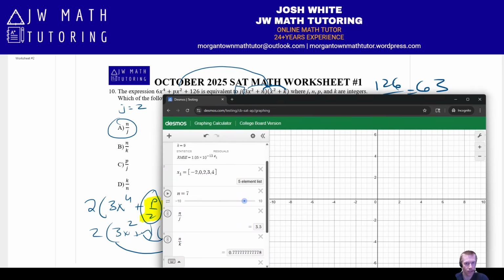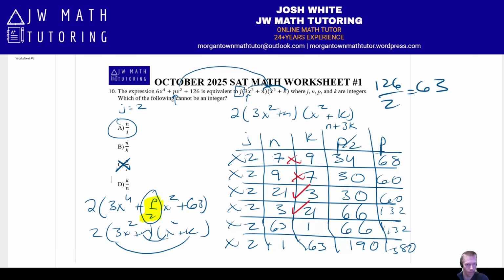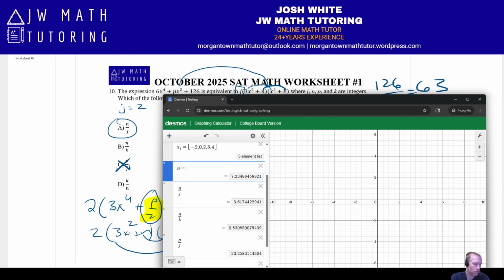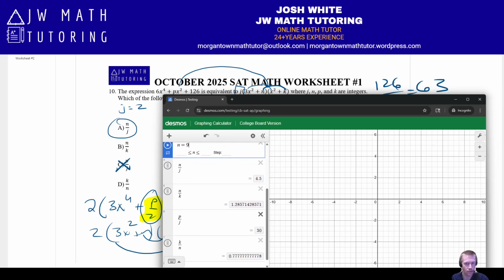Okay, so notice here I have n over j, not an integer, keep it. n over k, not an integer, keep it. p over j is an integer, get rid of it. k over n, not an integer, keep it. So right now I've only been able to eliminate C. Now we'll go back to Desmos, and I will try instead the opposite of 7, which was 9. Basically, I'm switching n and k. Again, C I can eliminate, so let's just get rid of that.